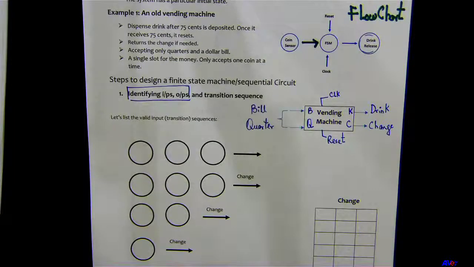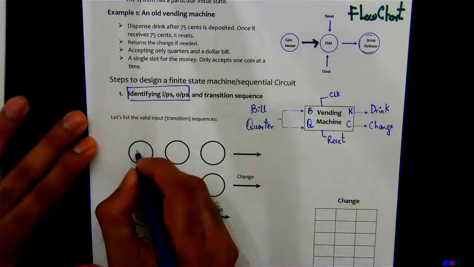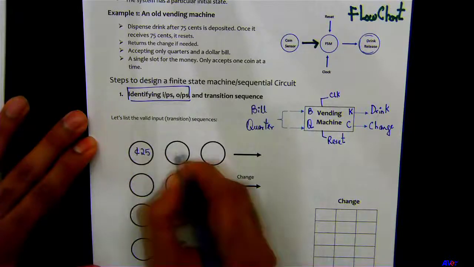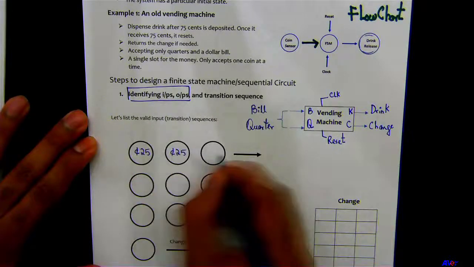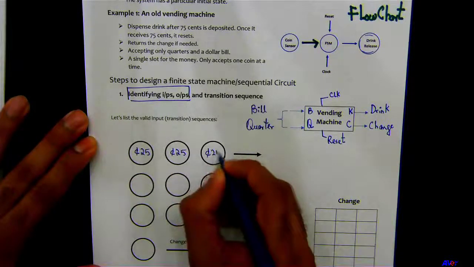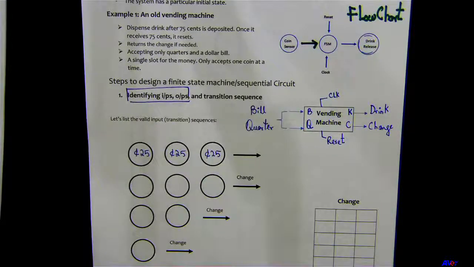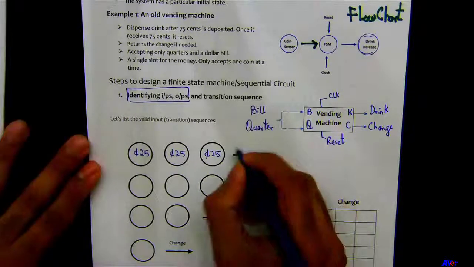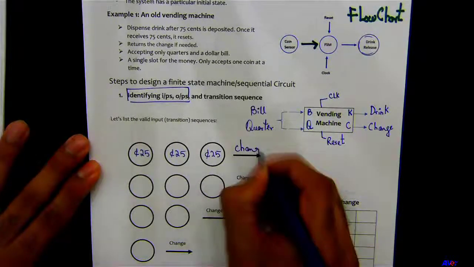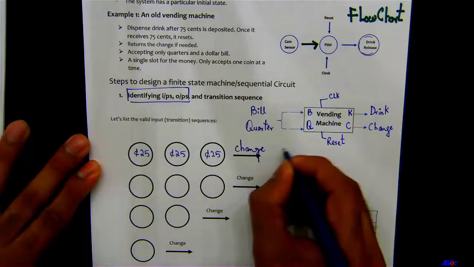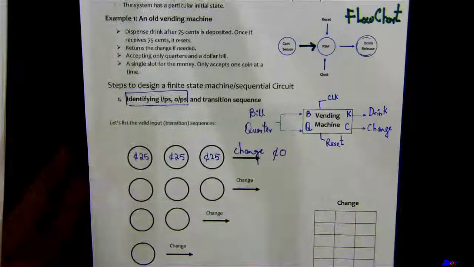So what could be the transition sequence? Think of a user standing right in front of the vending machine. What are the options that he may have? Well, the very first option could be he just enters 3 quarters, so 75 cents. You have to anticipate all kinds of options the user could go with. So the change here would be how much? 0 cents, correct? Okay, all right.